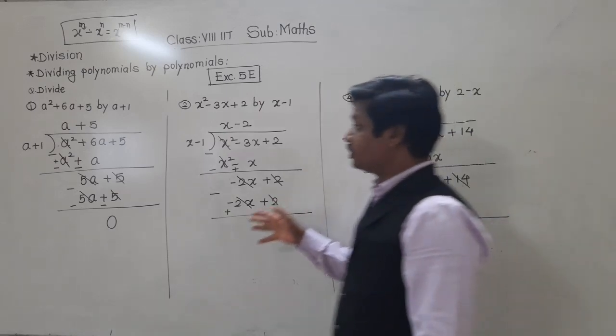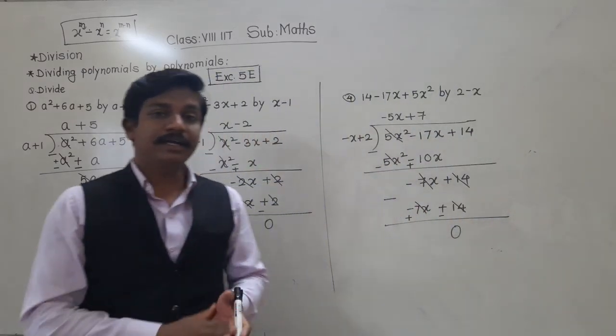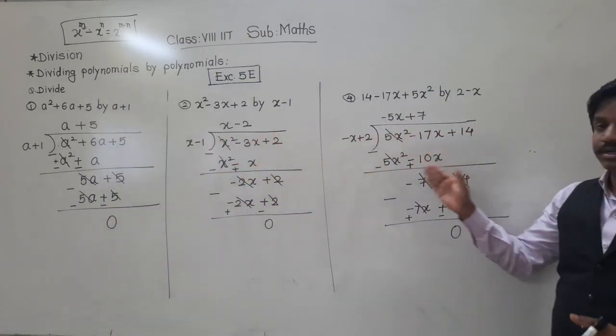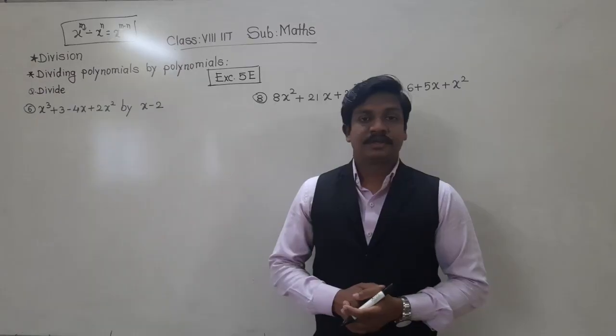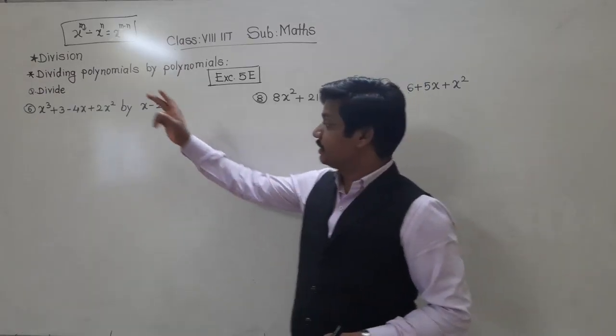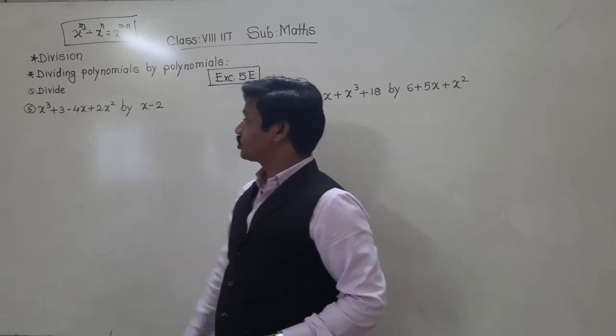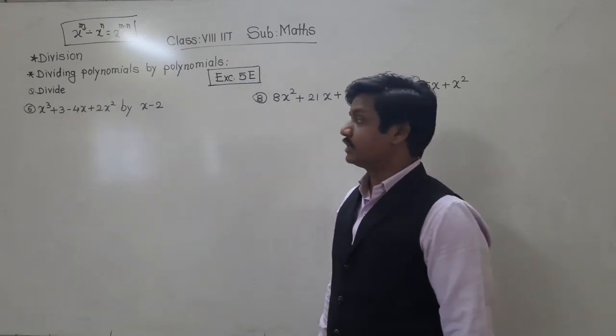Okay, so in this way we have to divide a polynomial by a polynomial. So write these 3 examples in your notebook. We will see a few more examples. See here, next example, example number 6: x cube plus 3 minus 4x plus 2x square divided by x minus 2.